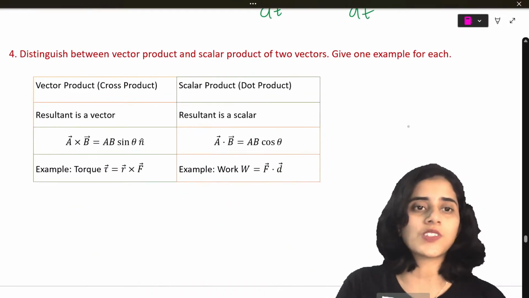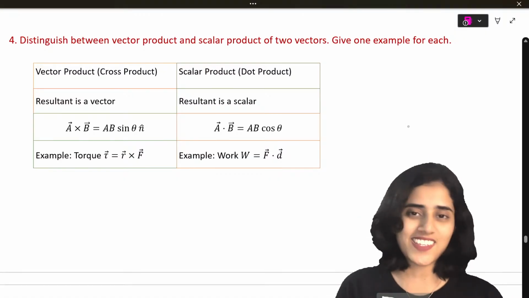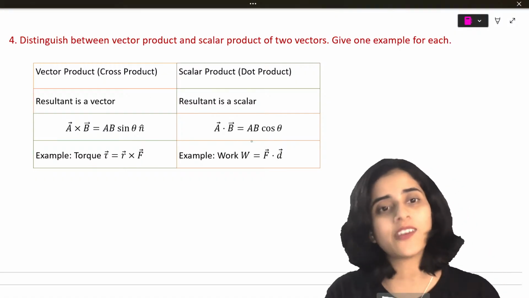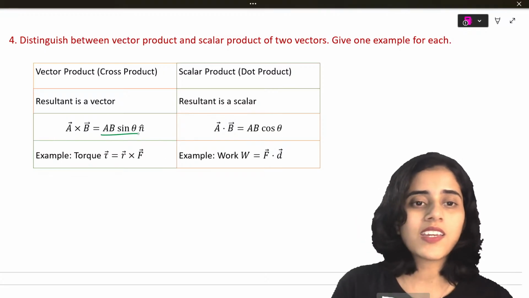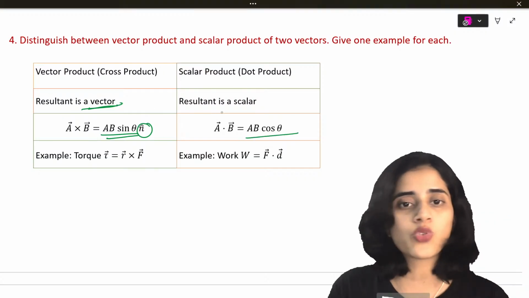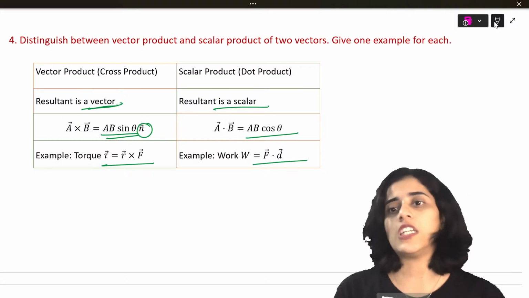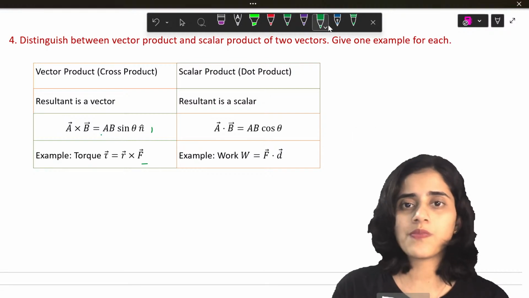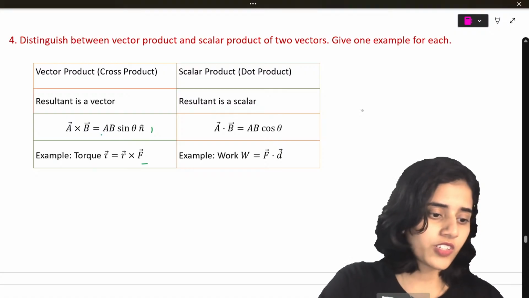Next question. Distinguish between vector product and scalar product. Very easy. Vector product is A cross B. Scalar product is A dot B. A cross B is AB sin theta, A dot B is AB cos theta. Here the answer will have direction, n cap, because it's a vector. Here the answer has no direction, so it's a scalar. Example, R cross F, F dot D. Very straightforward. We've already discussed this.